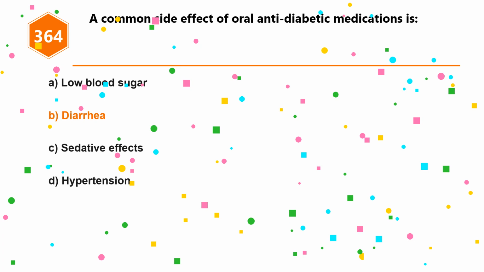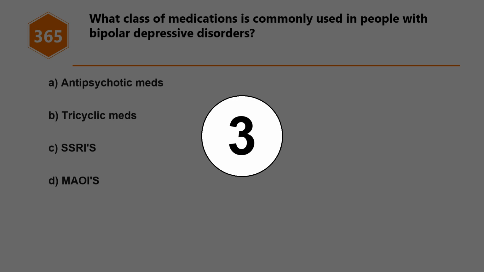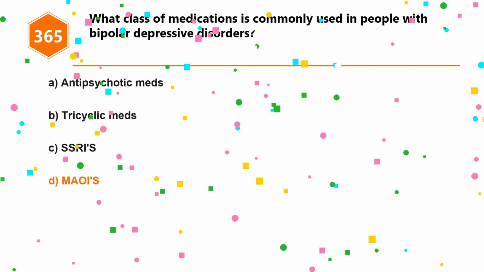Diarrhea. Question 365. What class of medications is commonly used in people with bipolar depressive disorders? Option A, antipsychotic meds. Option B, tricyclic meds. Option C, SSRIs. Option D, MAOIs. The correct answer is option D, MAOIs.